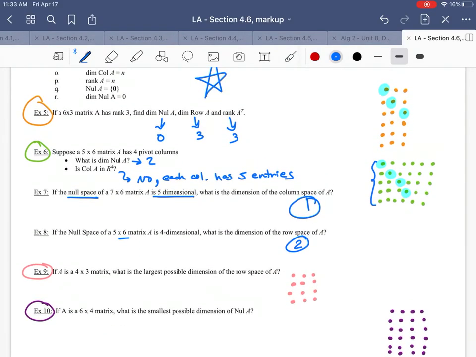All right, example 9. If you have a 4 by 3 matrix, what is the largest possible dimension of the row space? So let's see. The row space is the number of pivots, so with a 4 by 3, the most pivots that I could have would be 3. So my answer to this question, the largest possible, would be 3. It has to be less than or equal to 3. All right, and the last one, if A is a 6 by 4 matrix, what is the smallest possible dimension of the null space? So the least amount of null space means the least number of free variables. So I want to see the biggest number of pivots I could have. I could have pivot, pivot, pivot, pivot. So basically, all 4 columns could be taken up by pivots, and my null space could be 0. So my answer, the smallest possible, would be 0.